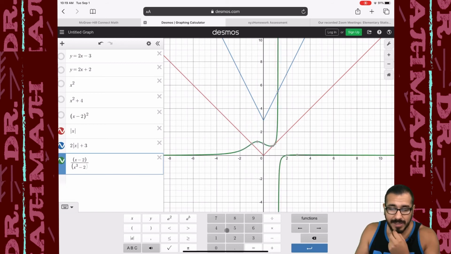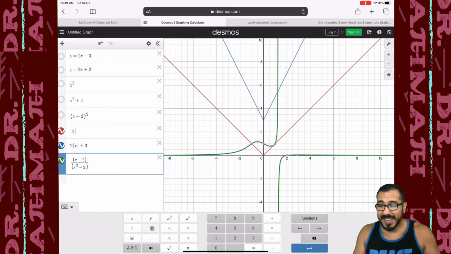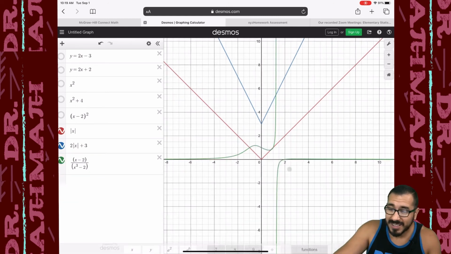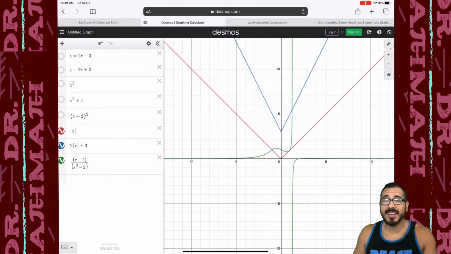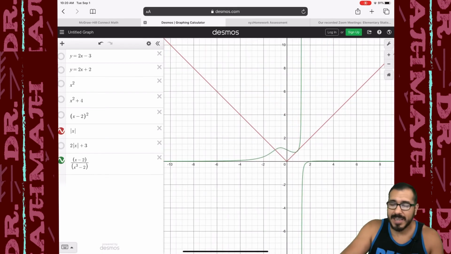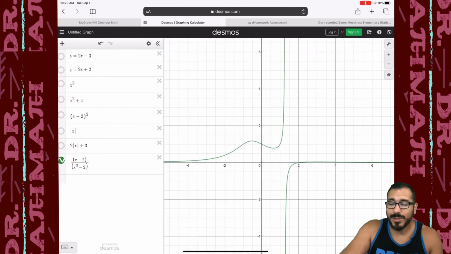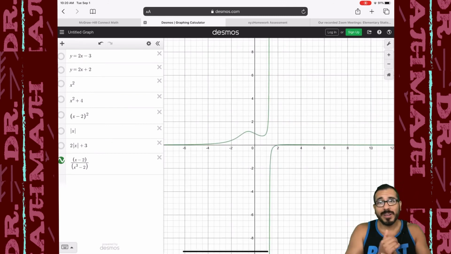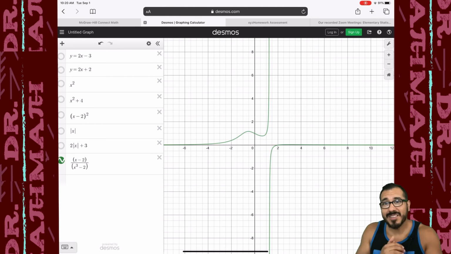And so we got this funky graph going on. But again, you could use Desmos to zoom in to look at all the interesting things happening in your graph. And of course, we could take out the other pieces. So again, very powerful tool.